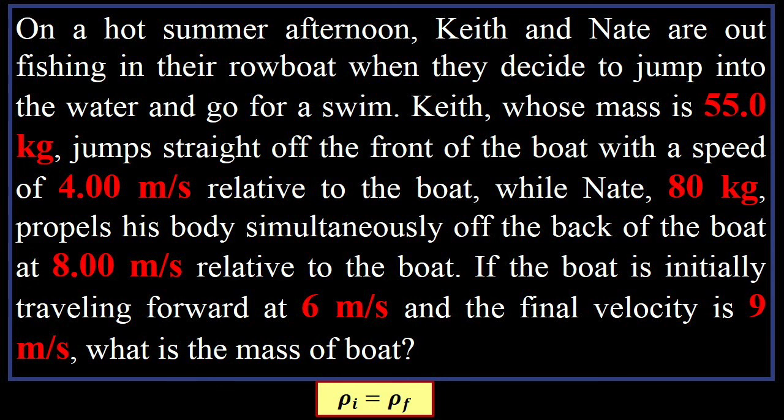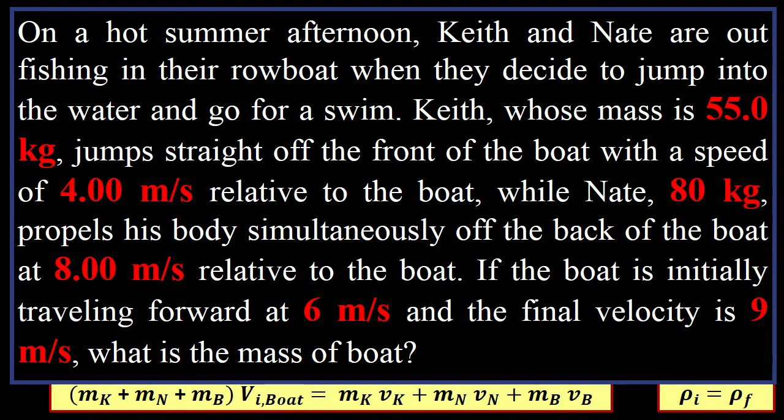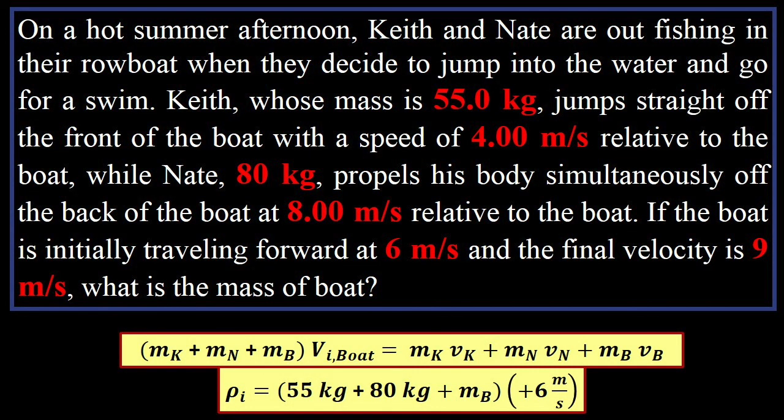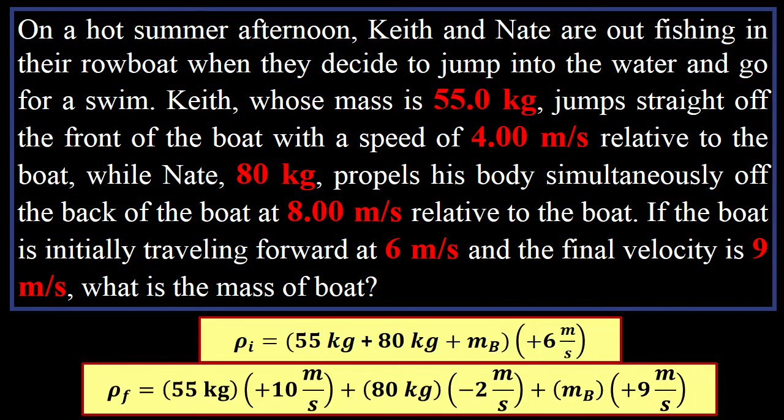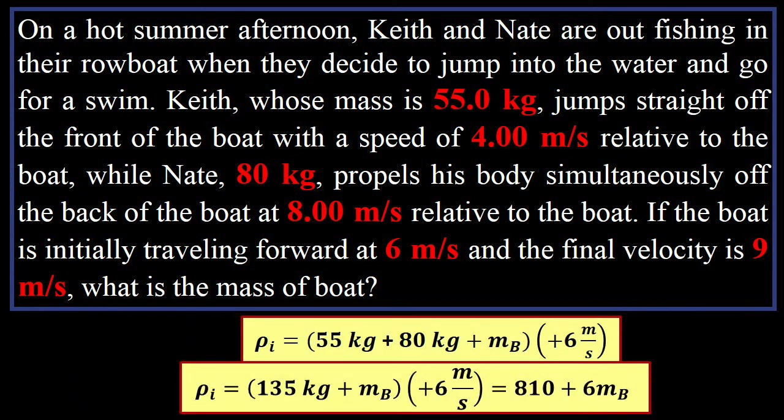So what are we looking for? We're looking for the mass of the boat, correct? So that's the equation. Very similar to last time. They're all on the boat, so it's the sum of their masses times the velocity equals the individual momenta. There's the initial momentum, correct? And we're looking for the mass of the boat, so that'll be a variable. So simplify and then distribute the 6, and you get that expression.